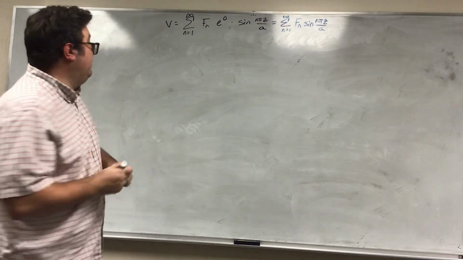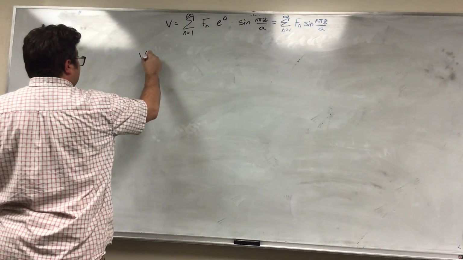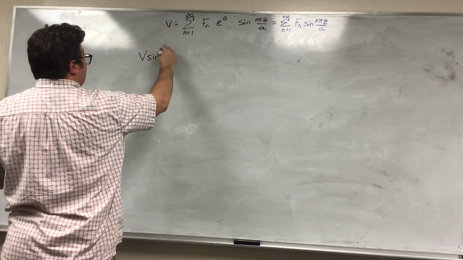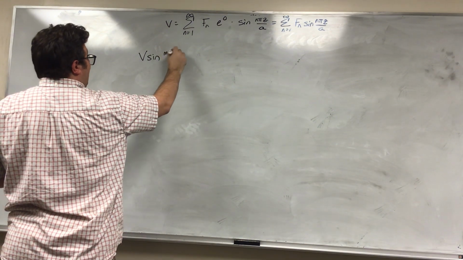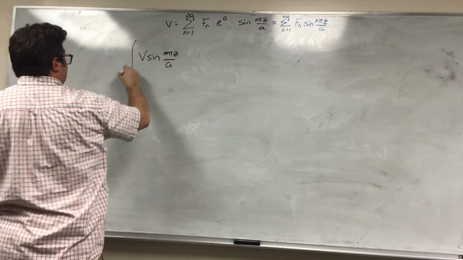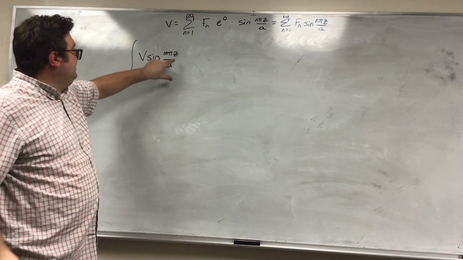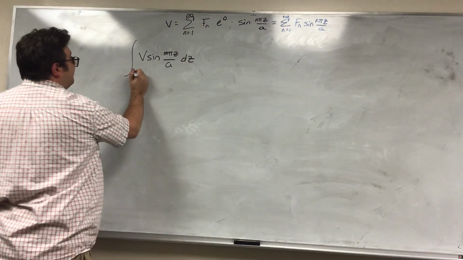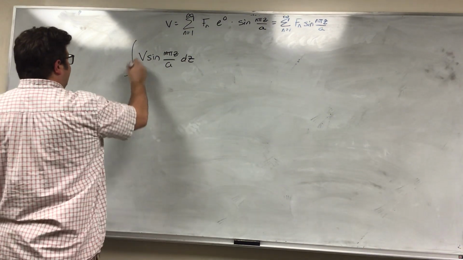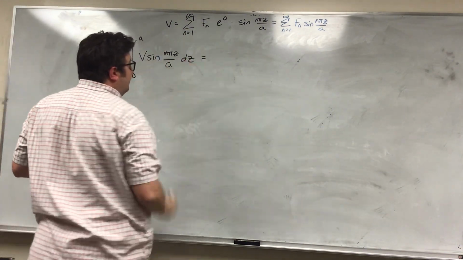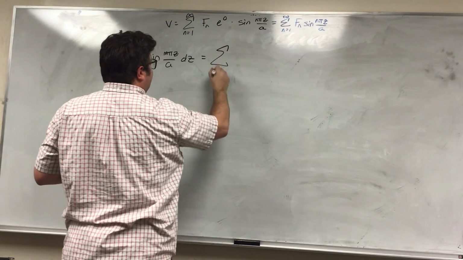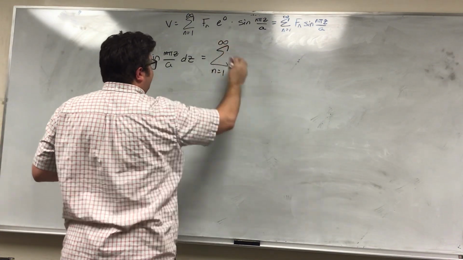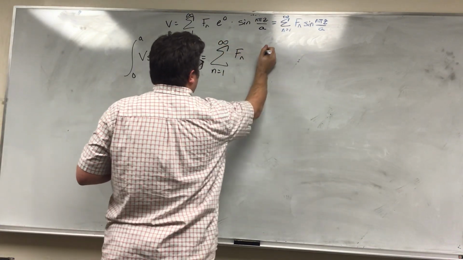Okay, so I'm going to multiply both sides by some factor, sine of m pi z over a dz, and we're going to do this through the whole cycle from 0 to a. It's going to be equal to the sum of n equals 1 to infinity, Fn.